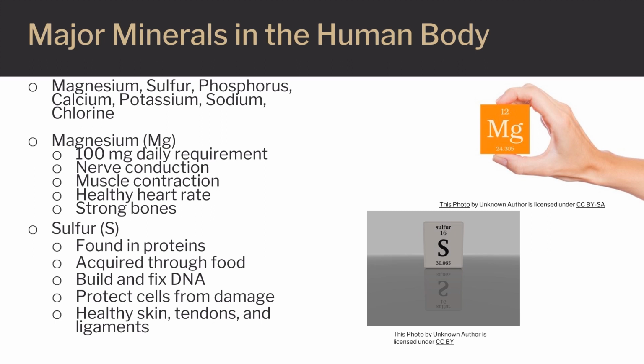Magnesium helps us maintain normal nerve and muscle function while helping to support a healthy immune system. It also keeps our heartbeat steady and helps bones remain strong. This too is found in proteins.